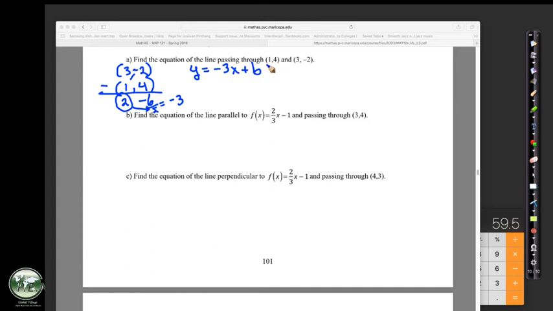But if we take one of these points, what does one of these points give us? It gives us x and y. When x is 1, we know y is going to be 4. That's what an ordered pair is telling us. So we're able to plug them in. The 4 goes in for y, the 1 goes in for x, and now look, we've only got one unknown. So yes, with negative 3 times 1 is negative 3, and then we just add 3 to both sides to get the b by itself.